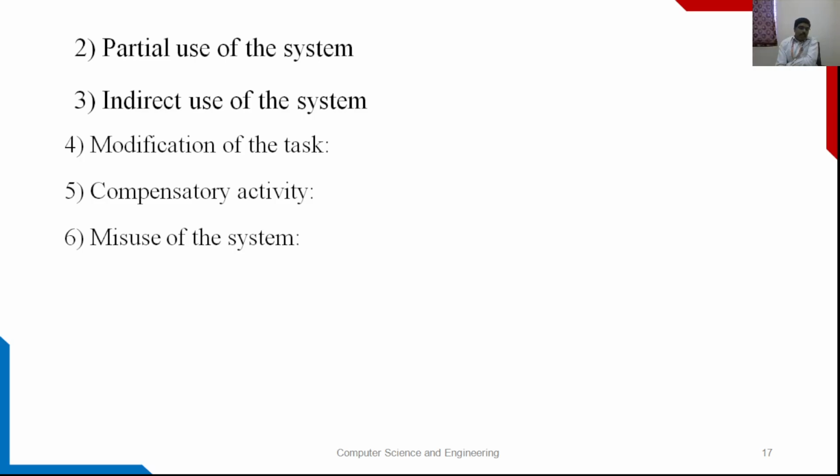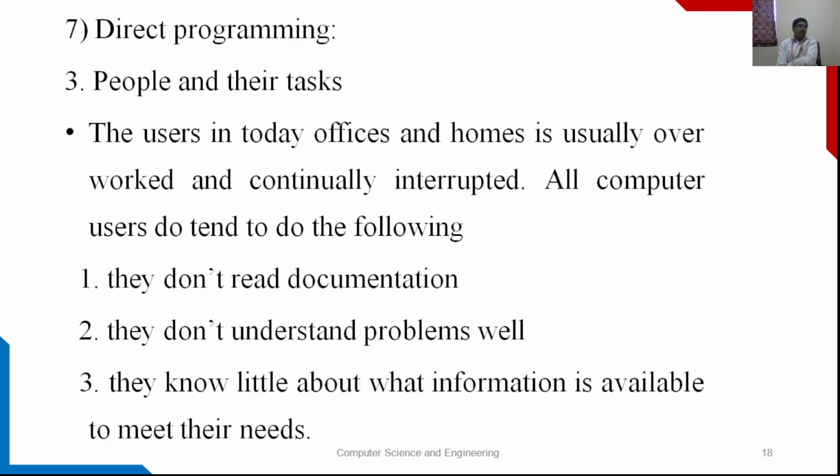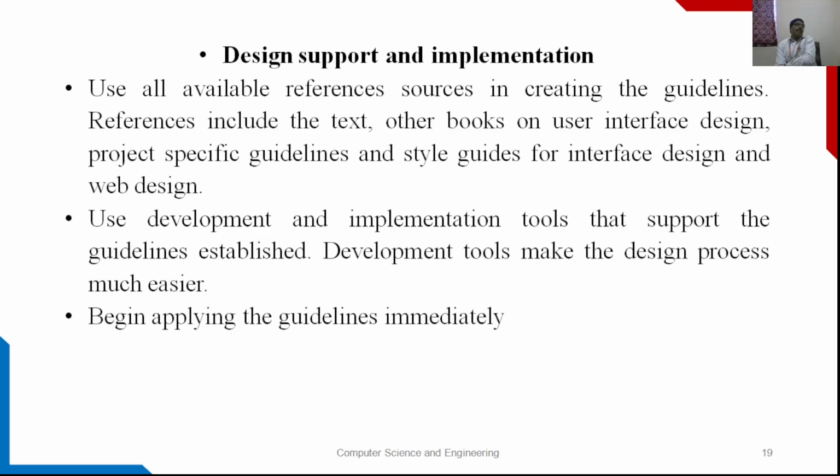Next, sixth is the misuse of the system, where rules are abandoned to shortcut operational difficulties. Next is direct programming, where the system is reprogrammed by its user to meet specific needs. That is the responsibility of the sophisticated worker. People also need to know their task and the importance of its characteristics, and the design must balance these. This is the design and support of the implementation.